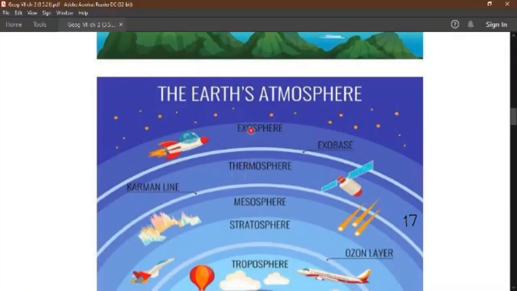The last layer is the exosphere. It is the uppermost layer. It lies between 400 to 1600 kilometers above the Earth. It merges gradually with interplanetary space. In this layer, density becomes extremely low. So here it is the intermixing zone of the Earth's atmosphere with that of space.